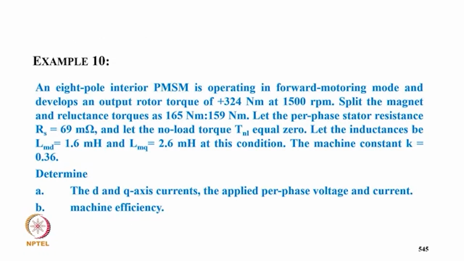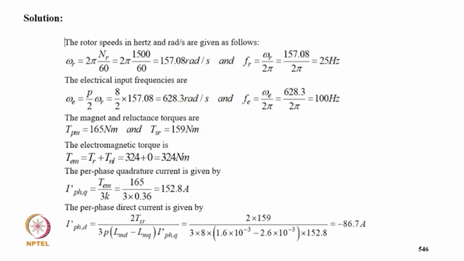Going to example 10, an 8-pole interior PMSM is operating in a forward motoring mode, and develops an output torque of plus 324 Newton meter at 1500 RPM. Split the magnet and reluctance torque as 165 Newton meter and 159 Newton meter. Let the per phase resistance RS equal to 69 milliohm, and let the no load torque TNL equal to 0. Let the inductance LMD equal to 1.6 millihenry, LMQ equal to 2.6 millihenry. At this condition, the machine constant K equal to 0.36. Determine the DQ axis current, applied voltage per phase and current, and machine efficiency.